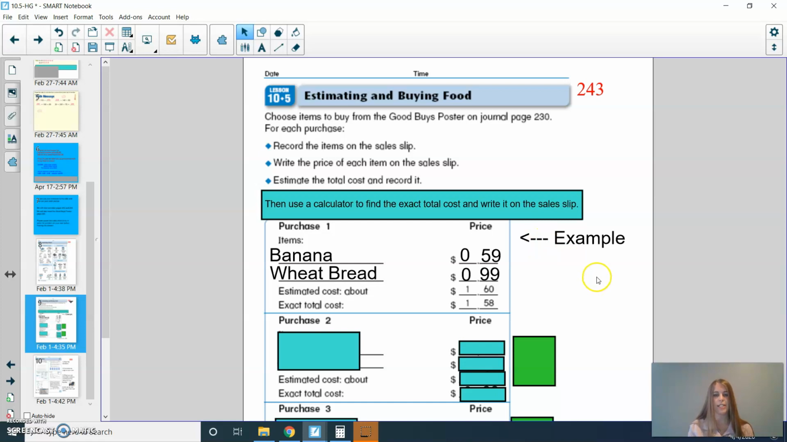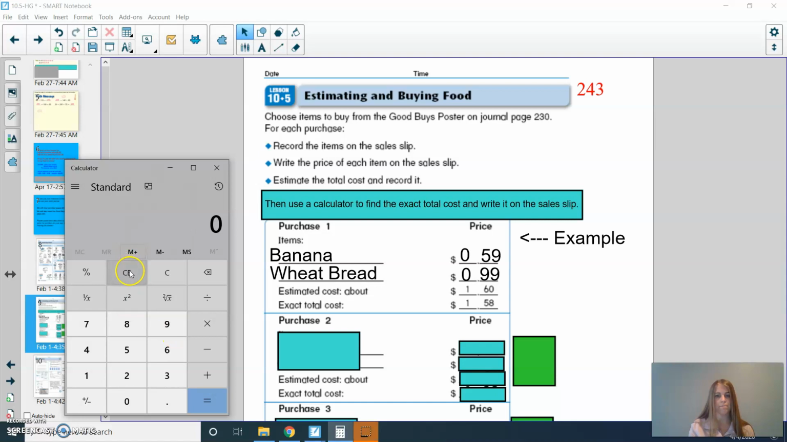So for purchase 1, here's the example. We first bought a banana for 59 cents, wheat bread for 99 cents. Now a banana rounds to 60 cents, where wheat bread rounds to $1, giving me an estimate of $1.60. Now to find the exact cost, with my calculator, I could type in decimal point 59 plus decimal point 99 equals, and I would get my total of $1.58.